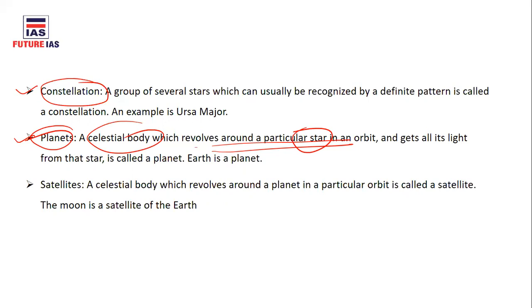I have already told you what a satellite means. Satellites are those celestial bodies which revolve around a planet in a particular orbit, just like a planet revolves around the star. Here the satellites revolve in a particular orbit around a particular celestial body, which is also called a planet.